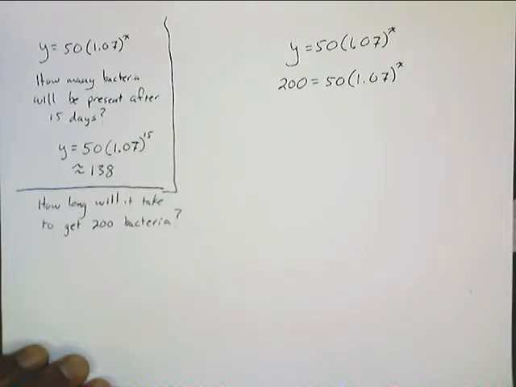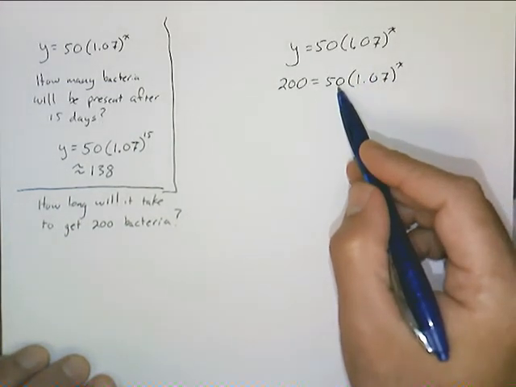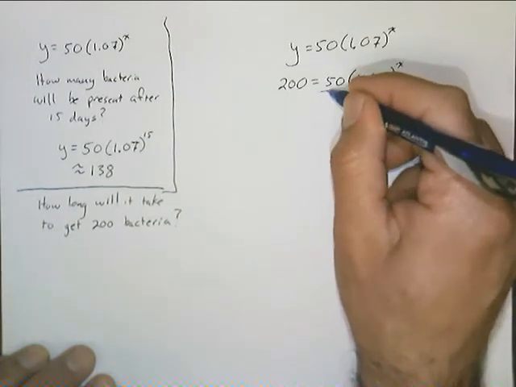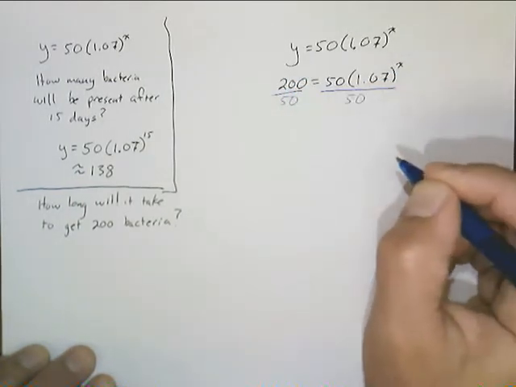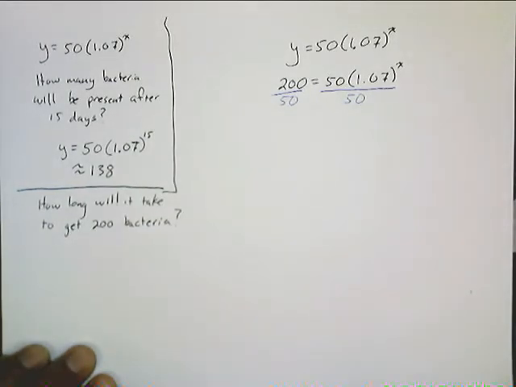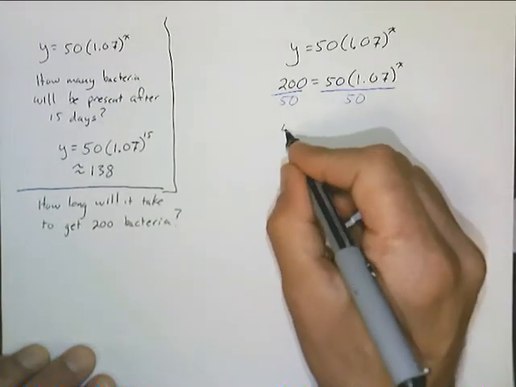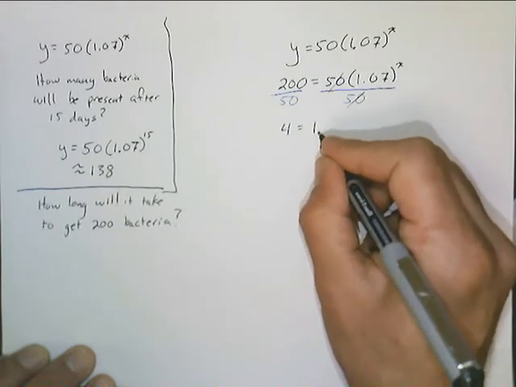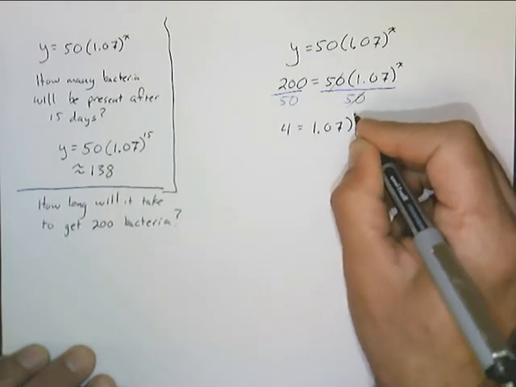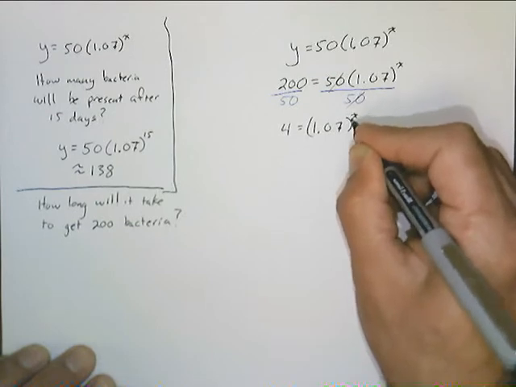Of course, we solve just by undoing what's being done to the variable in reverse order of operations. So the first thing we need to do is undo this multiplying by 50. So we divide both sides by 50. 200 divided by 50 is, of course, 4. Now this equals, those cancel out, 1.07 to the power of x.